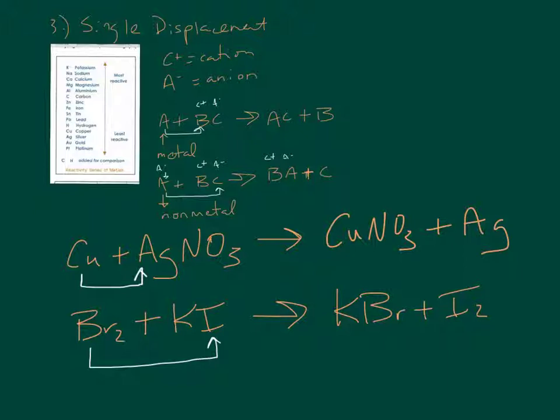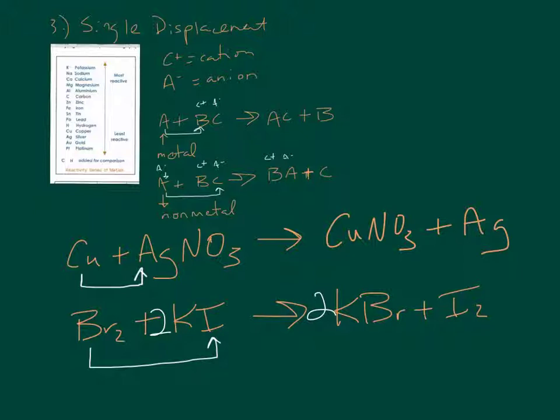All right, so let's look at this. I've got 2 bromines on the reactant side. I've only got 1 there, so let's put a 2 there. That gives me 2 bromines. It also gives me 2 potassiums, so I'm going to put a 2 there. Now I've got 2 potassiums on each side, and I've got 2 iodines on each side, so now I am balanced.